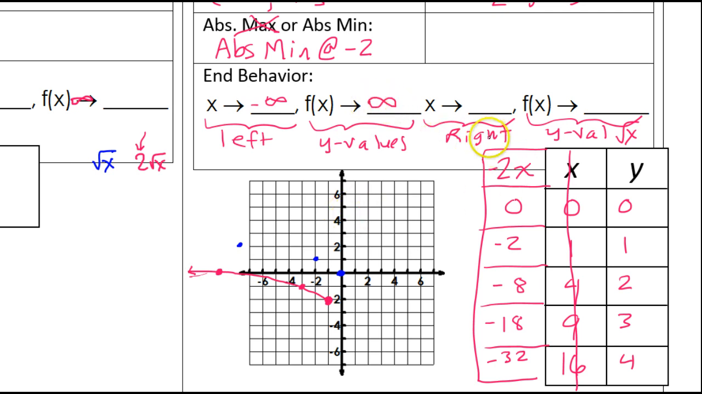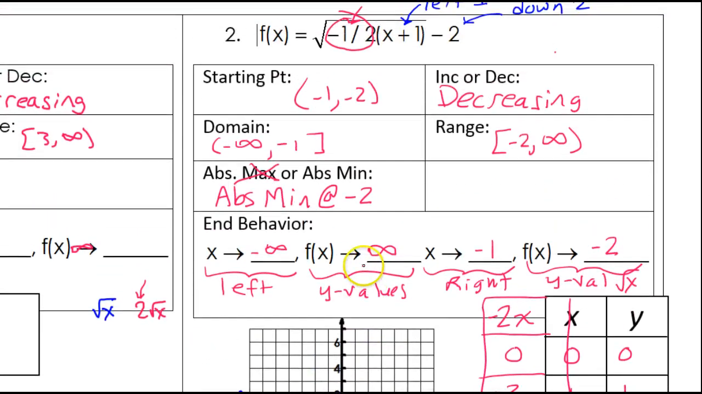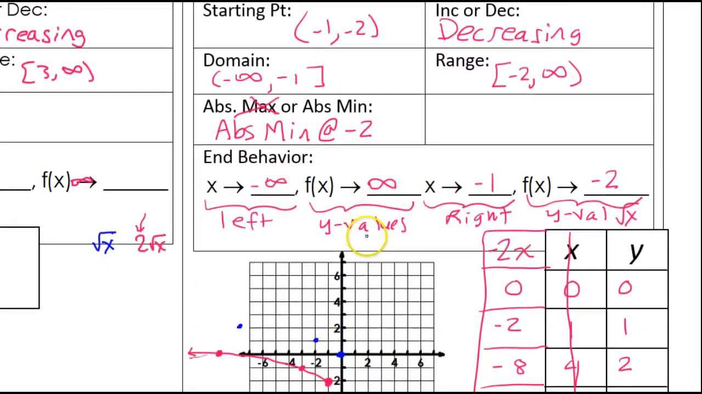Okay, now I'm going to talk about what happens on the right. Does this graph go to the right forever? No. Where does it stop? At what x? At -1. As far as the x values go, the end of the road is at -1. So as the x values approach -1, the y values are approaching -2. All right? And I think that's it for problem number 2.